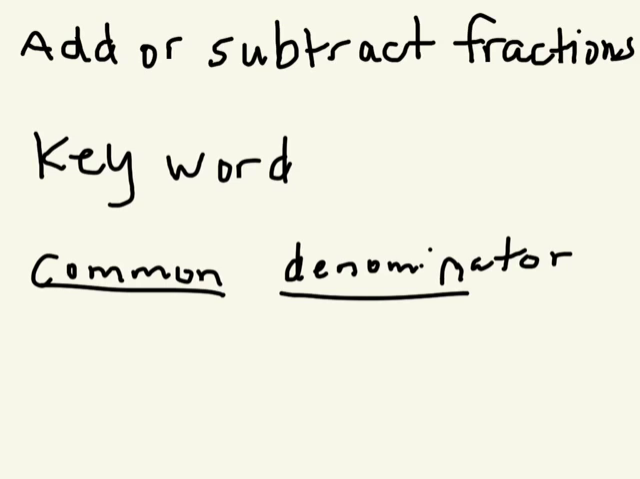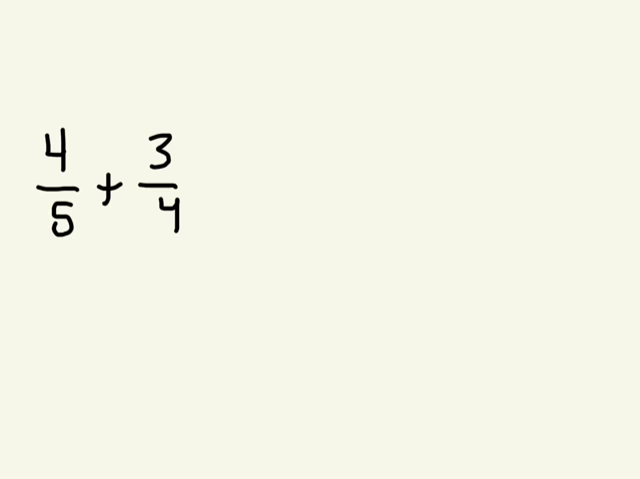Sounds a little confusing, but let's see if it makes sense with an example. Here we have the fraction 4/5 being added to 3/4. So we have 4/5 plus 3/4, and they do not have the same denominator. In order for this to work, we have to find what they have in common. So we're going to look at their multiples.